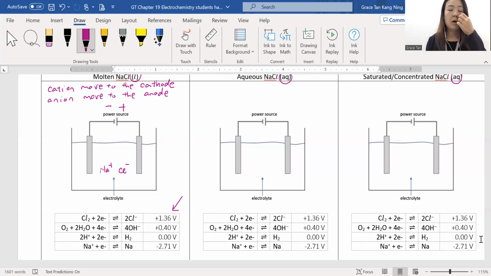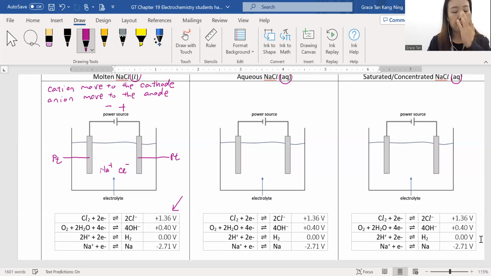Now, what is your electrode made of here? Please label platinum. Why platinum? Because we want to use an inert electrode. Option 2 will be graphite. So you can always put graphite or platinum.